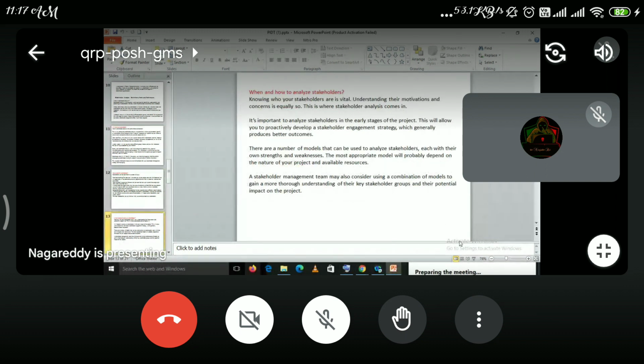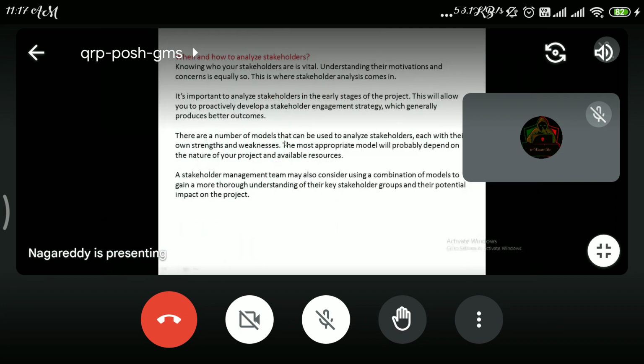Next, how and when to analyze. This is very important: when and how to analyze the stakeholders. You have identified the problem. When you identify the problem, it means we have to analyze that. Knowing who your stakeholders are is vital to understanding their motivations, and their concerns are equally so. This is where the stakeholder analysis comes in.